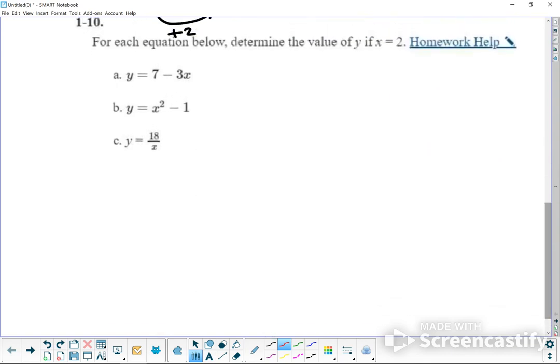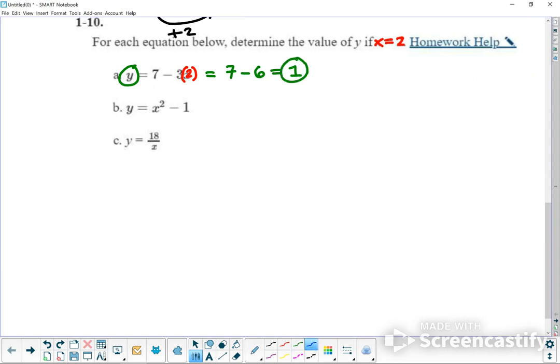For each equation below, determine the value of y if x equals 2. This is the important part. X is going to equal 2. This is kind of like finding your seat the first day of school. So basically, when we say x is 2, that x that you see right there becomes 2. So let's see what happens. So this is 7 minus 3 times 2. And order of operations says you have to do the 3 times 2 first. So you leave the 7 alone, and you go 3 times 2 is 6. And then what's 7 minus 6? Well, that's 1. So your answer is y equals 1.